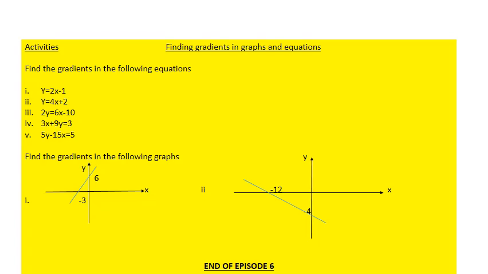Finding gradients in graphs and equations. Find the gradients in the following equations. y equals 2x minus 1, y equals 4x plus 2, 2y equals 6x minus 10, 3x plus 9y equals 3, 5y minus 15x equals 5. Then find the gradients in the following graphs.